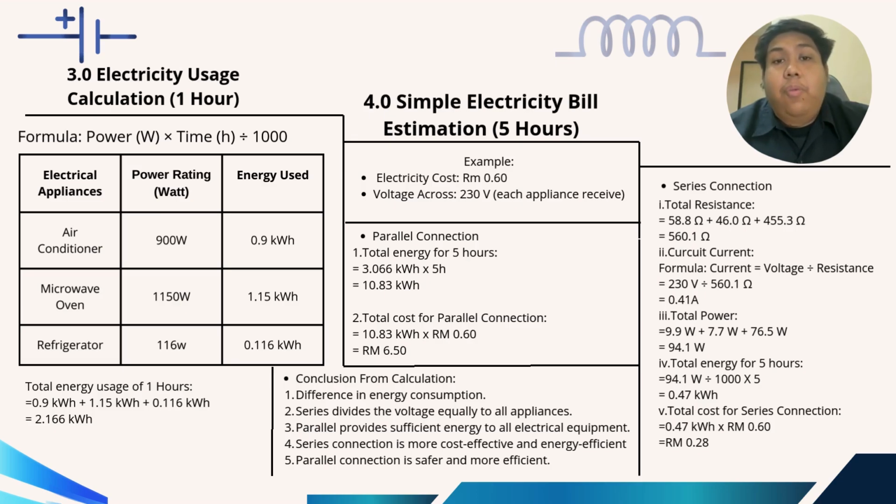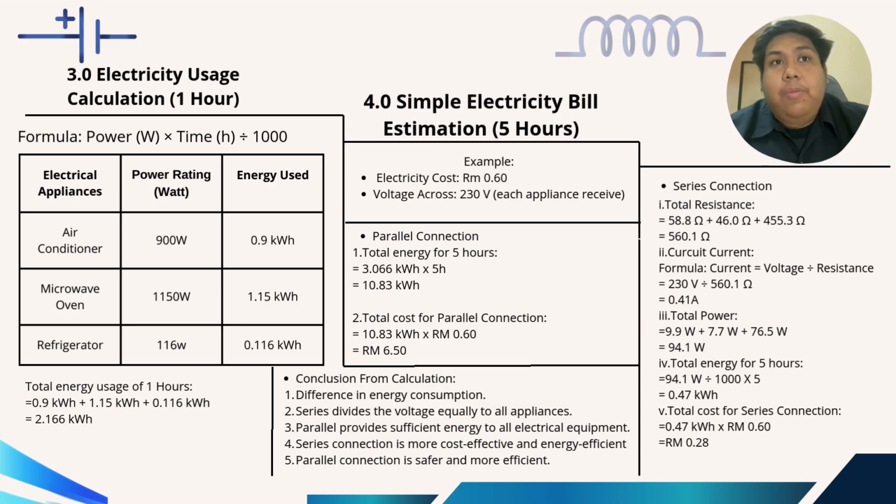Today I will present to you how to calculate the electricity bill within 5 hours. Okay, firstly, we should get the electricity within 1 hour. The formula that we use is power times hours divided by 1000. From that, we can know the total within 1 hour that we use.